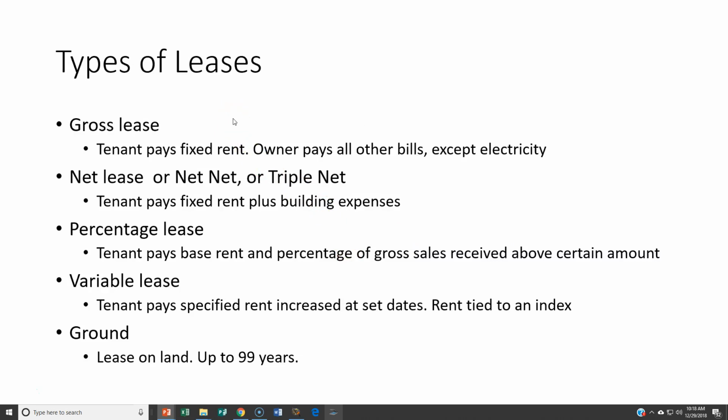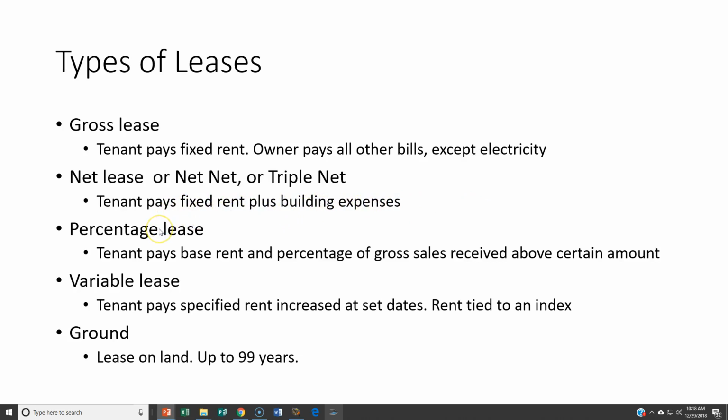We've got different types of lease. A gross lease is a typical one that we would use when we were renting out an apartment. The owner, the landlord, pays all the bills, except maybe electricity. Then we have a net lease on commercial buildings, warehouses and so forth. Basically, the tenant pays a fixed rent per month plus building expenses, taxes, insurance and assessments.